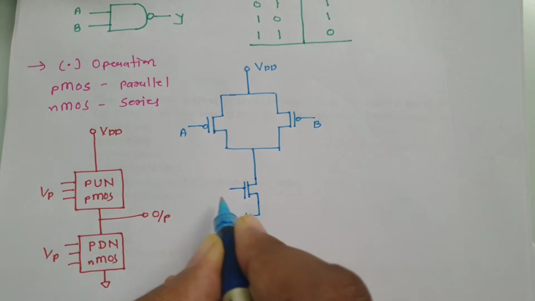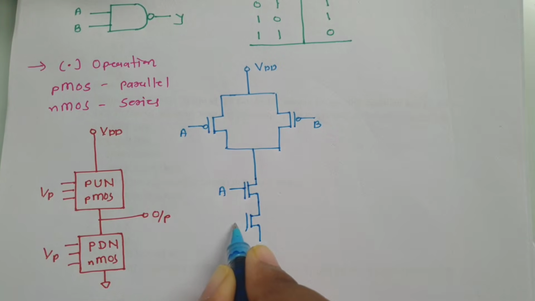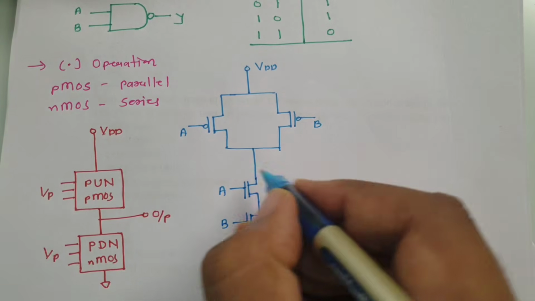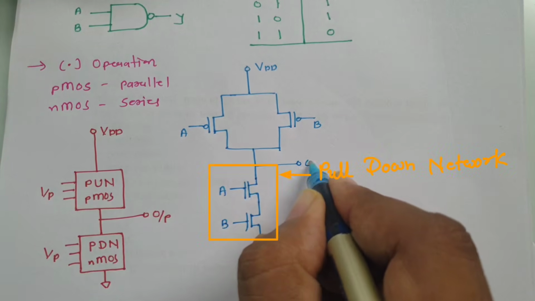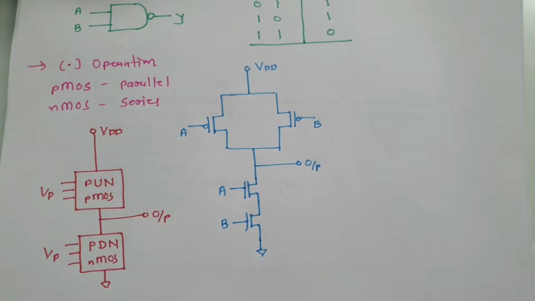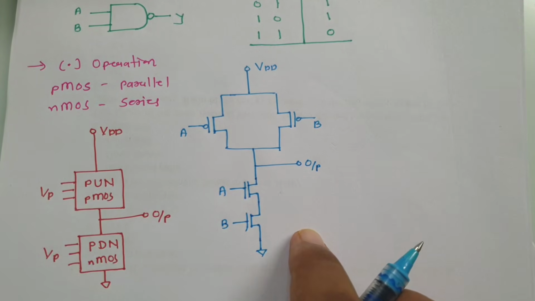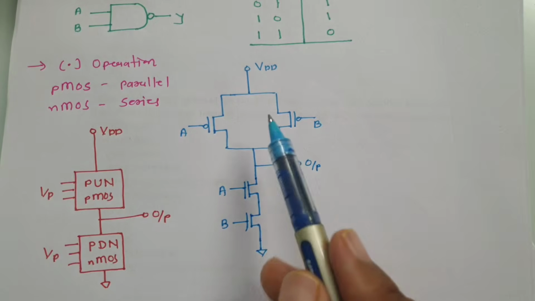So with one NMOS input is A and with second NMOS input is B, and this is what I need to ground. So this is my pull down network, and here I'll be taking output. Right. So this is how we can form a circuit of NAND gate by using CMOS.